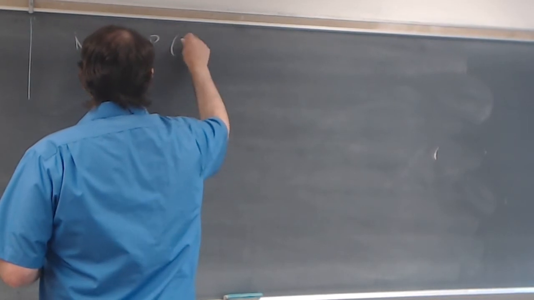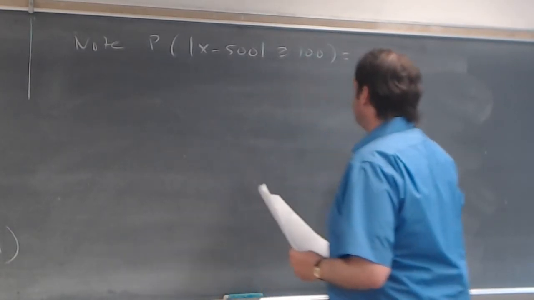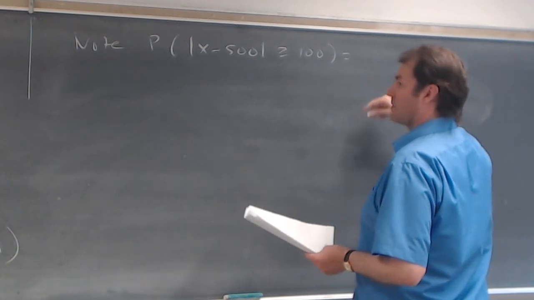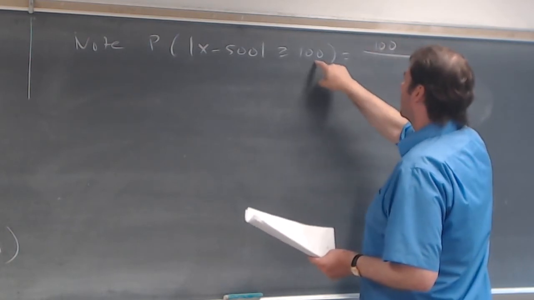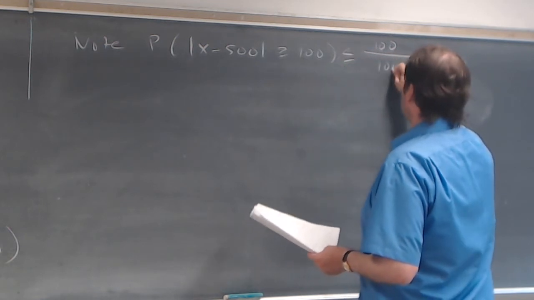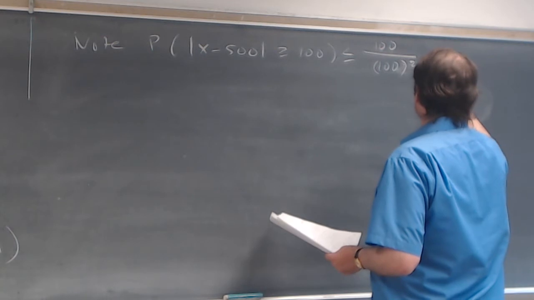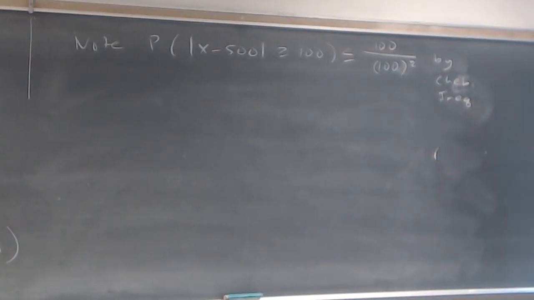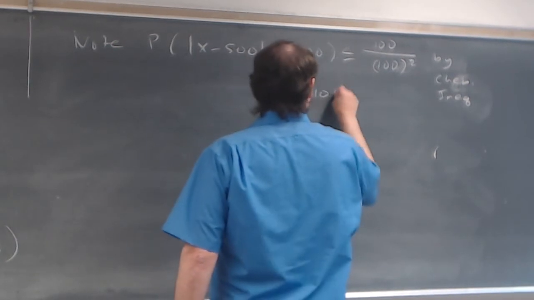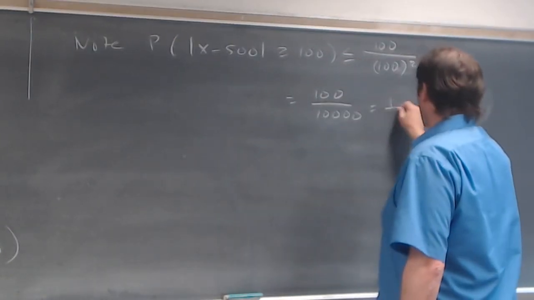So here's what we'll look at next. We'll note that the probability that the absolute value of x minus 500 is greater than or equal to 100 is going to be less than or equal to the variance, and the problem said the variance is 100, over this number squared, and that's by Chebyshev's inequality. And this is equal to 100 over 10,000, or 1 over 100.